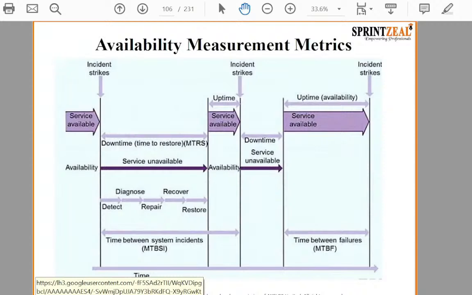So this is what an availability measurement metric chart would look like. Someone would say, how can we calculate availability? And there are a couple of ways to do that. You can calculate downtime. You can calculate the actual availability, which we saw the calculation for. We can calculate the time in between incidents or service interruptions, time between failures. So there are a number of ways we can calculate the availability of a service.